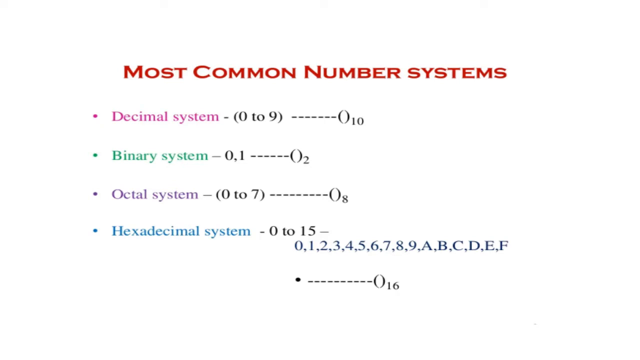And the hexadecimal system goes from 0 to 15. So that is 0, 1, 2, 3, 4, 5, 6, 7, 8, 9. After 9, we have to use letters, that is A, B, C, D, E, F. So its base is represented as 16.